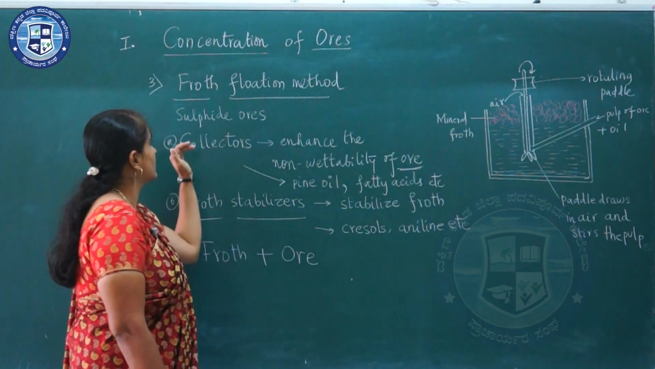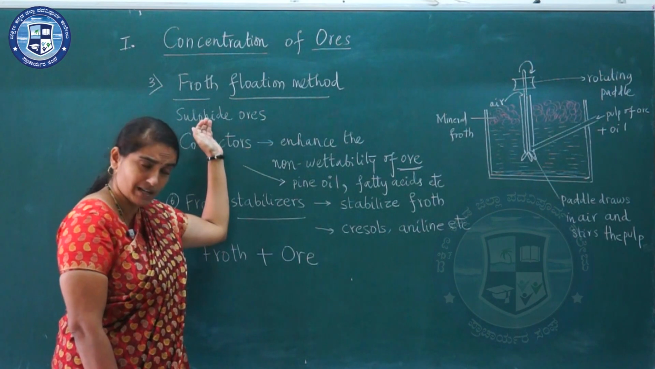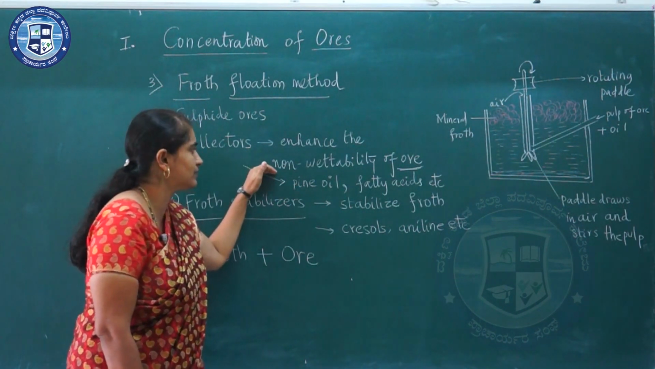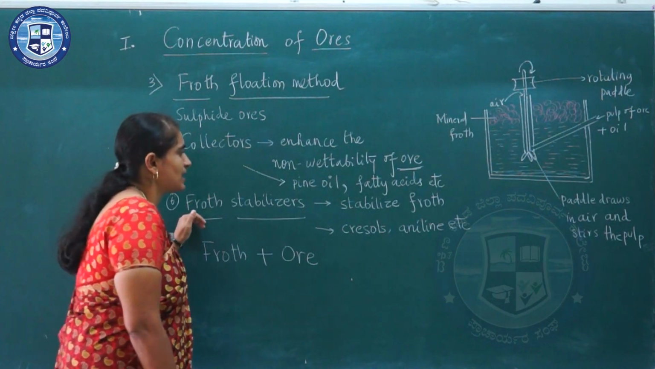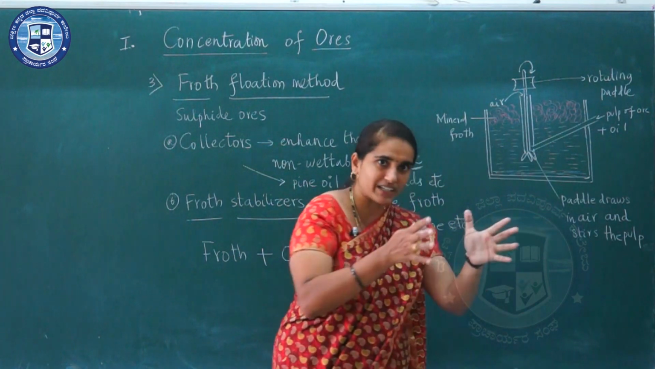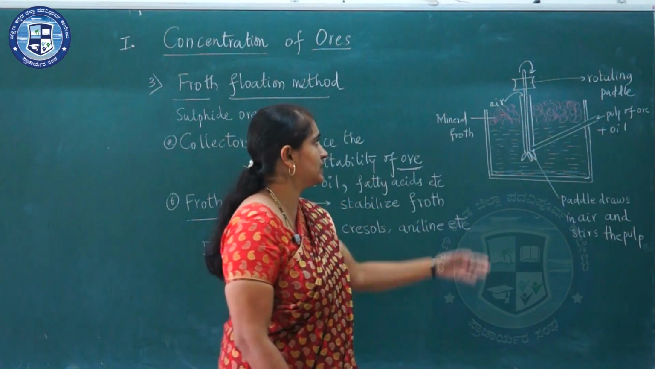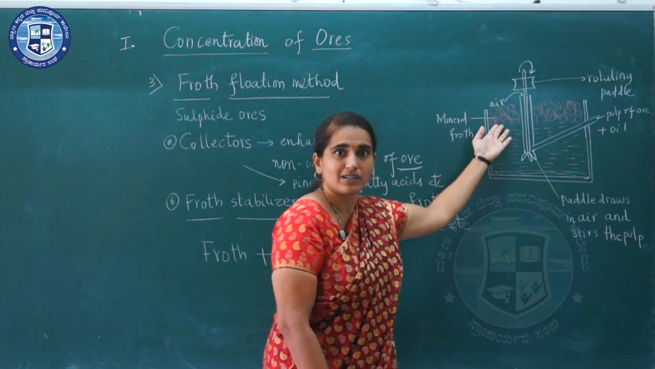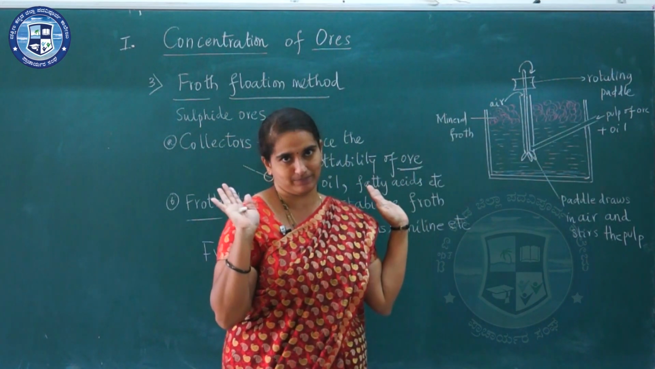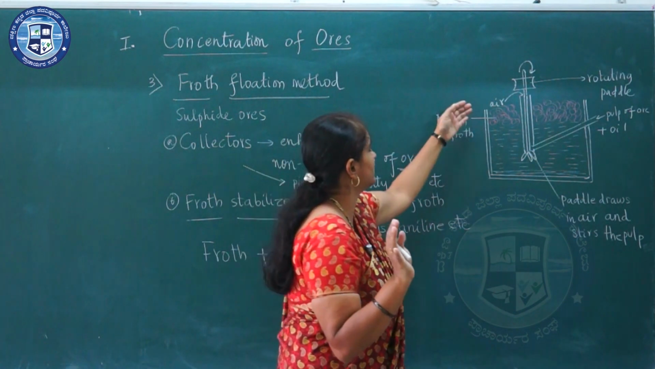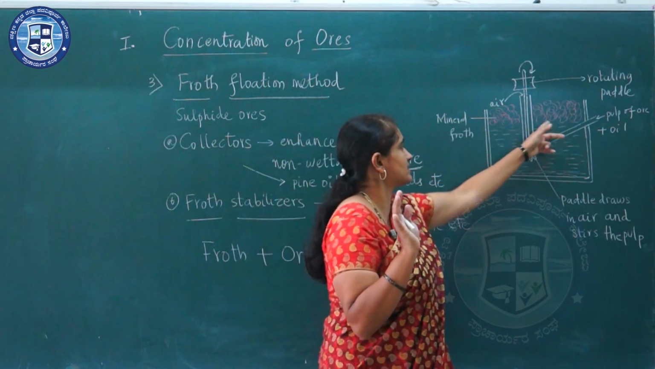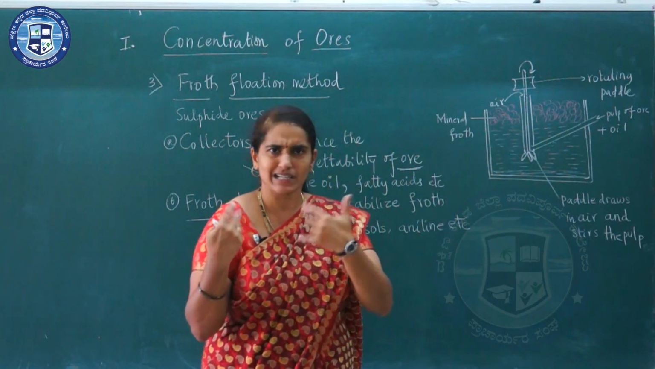So the same thing we can see over here also. The froth flotation method is applicable for sulfide ores. We add collectors, which enhance the non-wettability of the ore, and we add froth stabilizers, which stabilize the froth. There is a rotating paddle which draws some air into it, creating more froth. So the froth, while coming up, will come along with the ore, and thus we have separated the ore from the impurity. Finally, once this is reached, we can easily skim it off.